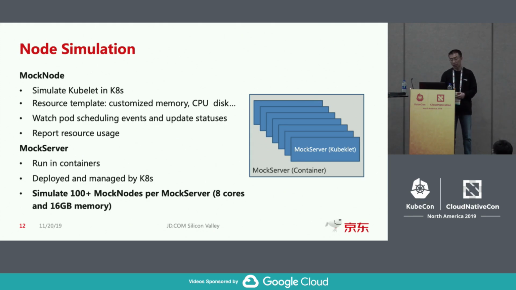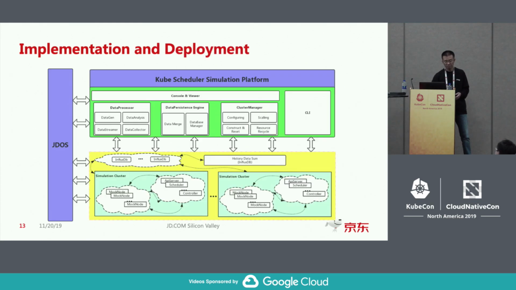This simulated, fake Kubernetes node does not really allocate or start any real containers. So in a typical configuration in our system, if you use an 8 core, 16 gigabyte memory setup, at least we can run more than 100 simulated Kubernetes nodes, we call them workloads.